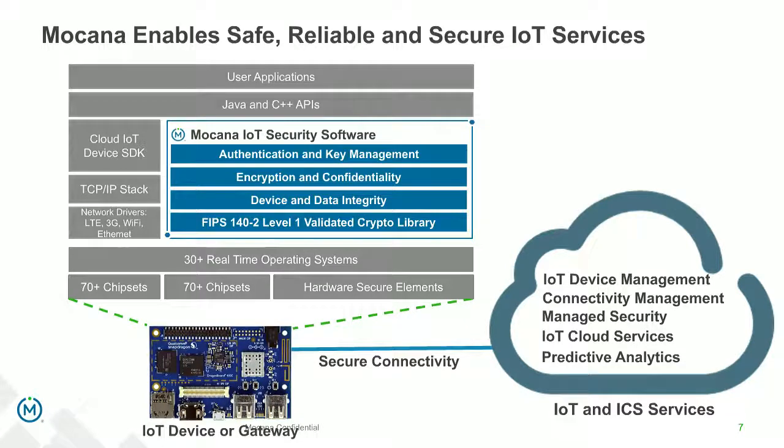And now once you have the keys protected, the certificates to manage the device, you have encryption and confidentiality, right? So the data confidentiality is provided with encryption. The data integrity is also provided with signing keys. And all of this can be done either using a hardware secure element or software crypto, which Mocana provides as a FIPS 140-2 level 1 certified stack.